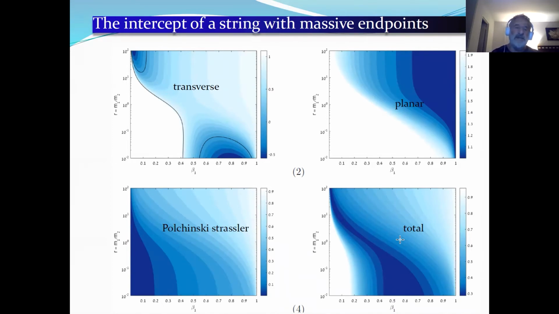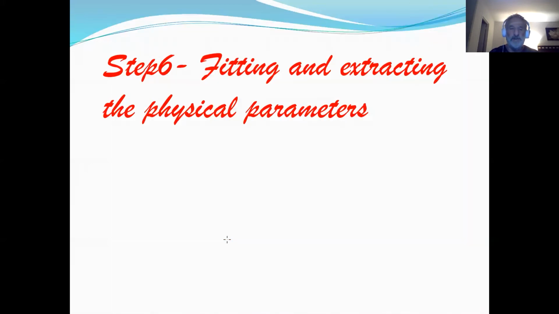For instance, if we take the case that on one end there is no mass, and on the other side there is a mass, then from the transverse we get a negative quantity. But if you add to it the Polchinski-Strominger, then we will get a positive. And you will see in a second why this issue is important.